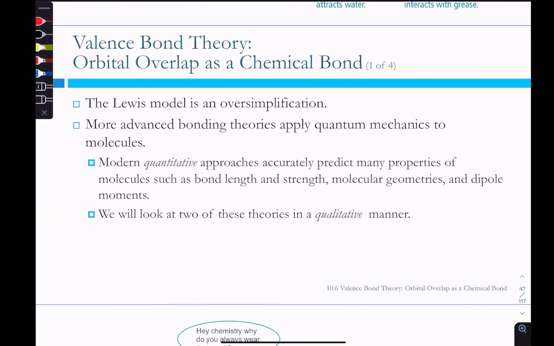Valence bond theory. So the Lewis model is an oversimplification, which I think we knew. It's drawing everything flat. The angles don't really matter, because it doesn't really do much aside from provide us the tools to do VSEPR theory and apply that model. More advanced bonding theories will take quantum mechanics or quantum physics, which we're not talking about, and apply those theories to the bonding. So modern quantitative approaches accurately predict many properties of molecules, such as bond length, strength, molecular geometries, dipole moments.